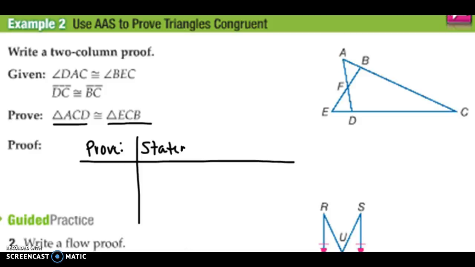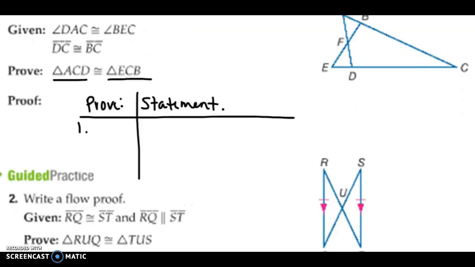Okay, here's my proof. The first thing I'm going to say is that angle DAC is congruent to angle BEC. Those angles are congruent right there. We also know that side DC is congruent to side BC. So we know those sides are congruent to each other.